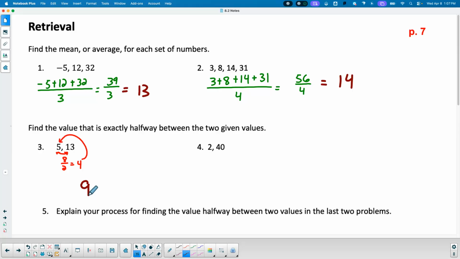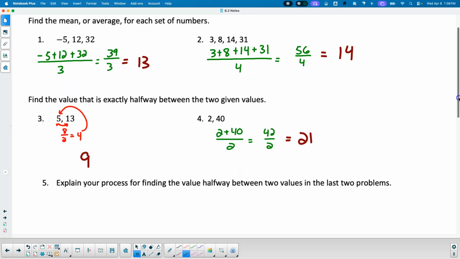Okay. So over here, we did that one that way. So then over here, 2 plus 40, and there are 2 of them, is going to be 42 divided by 2, which is going to be 21. So either one of those methods works for the halfway point.